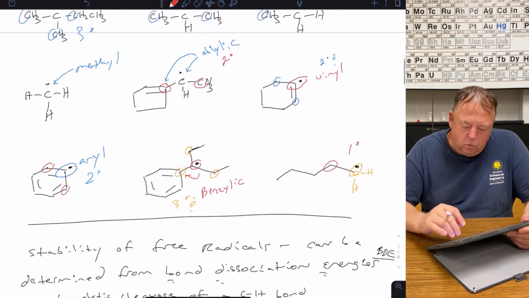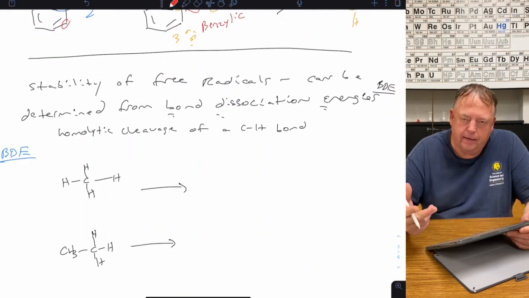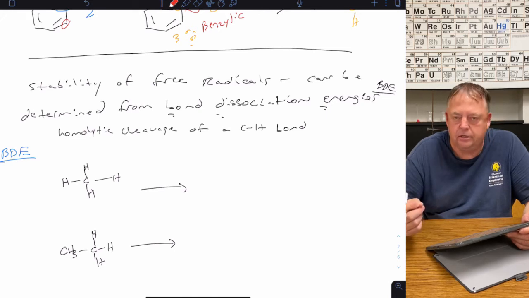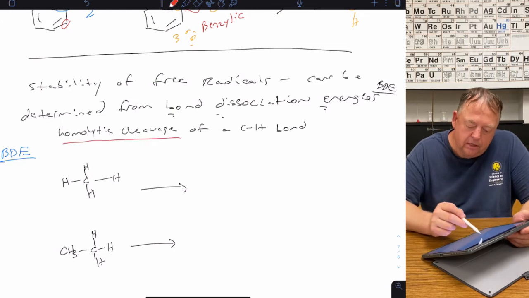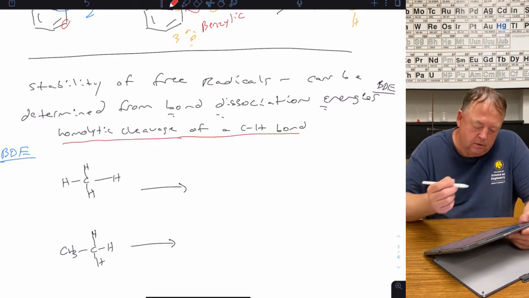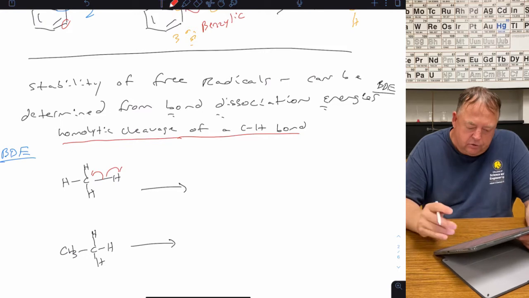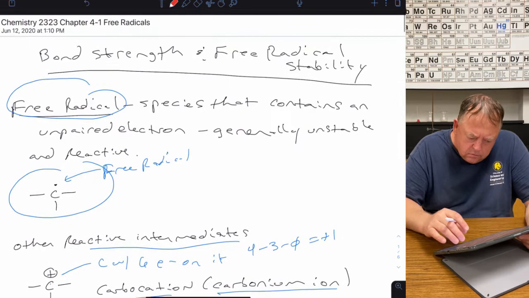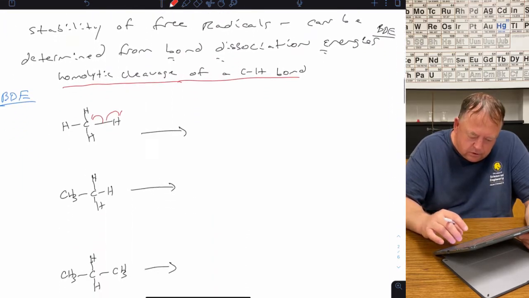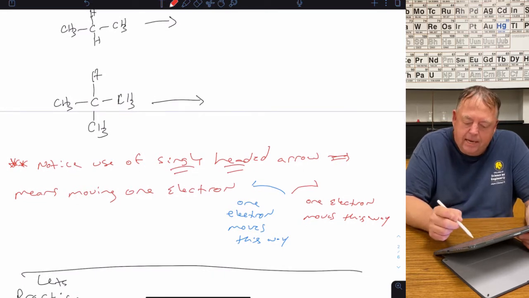Okay, so if we wanted to know which of these are more stable, one way to look at the stabilities of free radicals, or to figure it out experimentally, is to determine the bond dissociation energies, or BDE, through the homolytic cleavage of a carbon-hydrogen bond. So if we took methane, for example, and we cleaved one of these CH bonds, each carbon takes its electron back. Where do I have arrows? Oh, here we go. So notice the use of single-headed arrows.